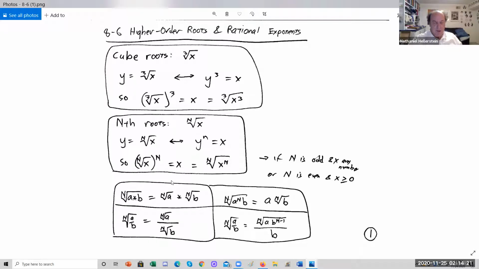Now, some of the same rules apply for nth roots as they do for square roots. An nth root of a product is a product of nth roots. An nth root of a ratio is a ratio of nth roots. If we have an nth power factor inside our nth root, you can pull it outside and get a times the nth root of b. And for the nth root of a over b, we multiply above and below by b to the n minus 1. You get the nth root of b to the n in the denominator, which is just b, and in the numerator, the nth root of a times b to the n minus 1. This is sort of like the rule for square roots, only a little more complicated.